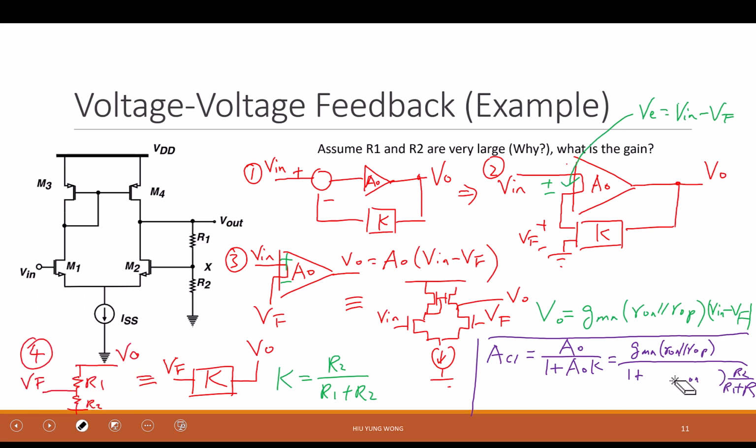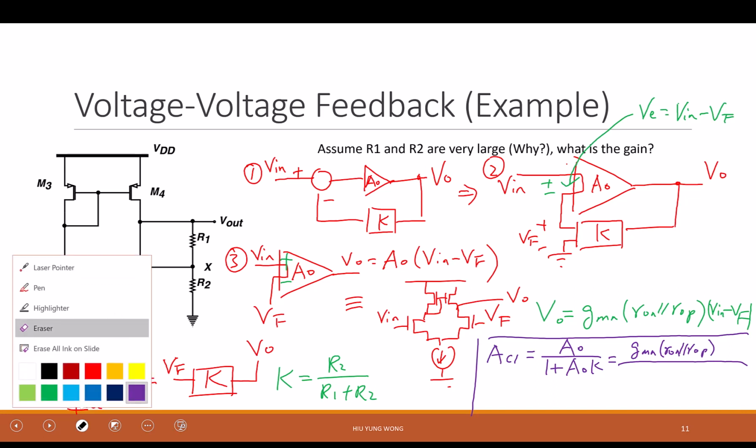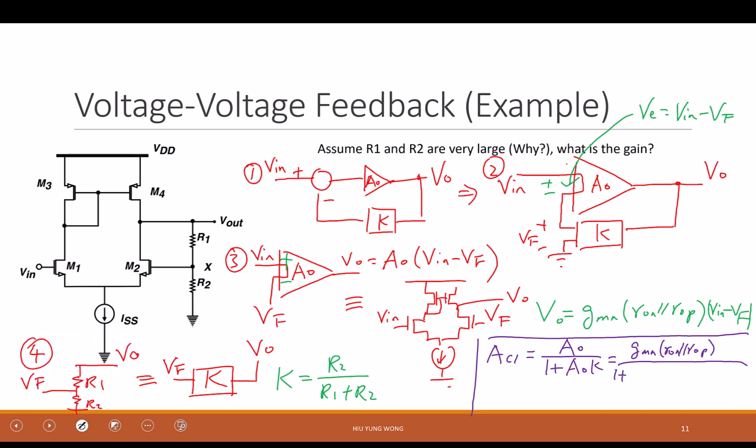I'm sorry. Let me redo it. Right? It should be 1 plus GM RON parallel ROP times R2 divided by 1 plus R1 plus R2. Is this okay?